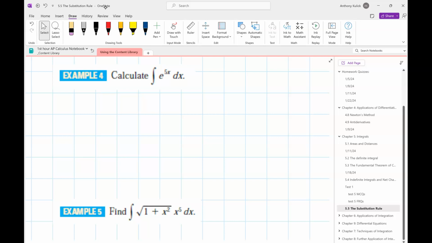Integral of e to the 5x dx. What should our u be? 5x. And then du dx should be 5. So du is 5 dx. Do I have a 5 dx in my equation? No. So what do I need to do to it? Divide by 5.